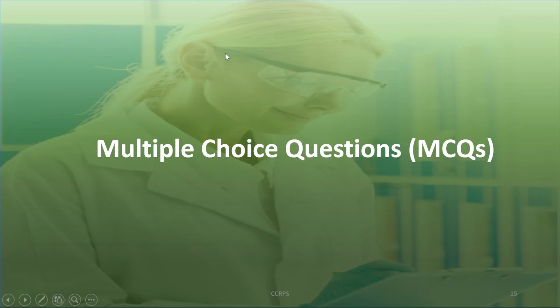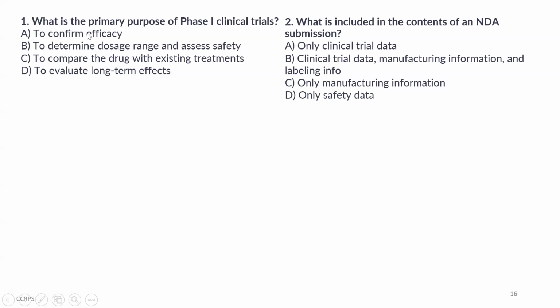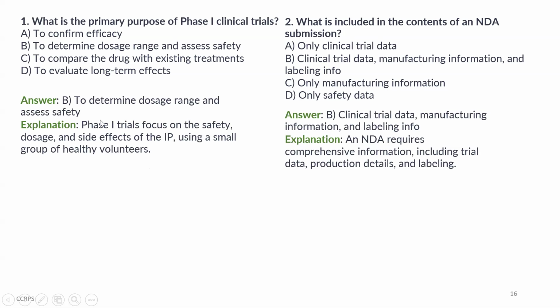Next, we have the MCQs, multiple choice questions, in which we will revise what we have covered through this lecture. Question 1: what is the primary purpose of phase 1 clinical trials? It would be B, to determine dosage range and assess safety, as phase 1 trials focus on the safety, dosage, and side effects of the IP, investigational product, using a small group of healthy volunteers.